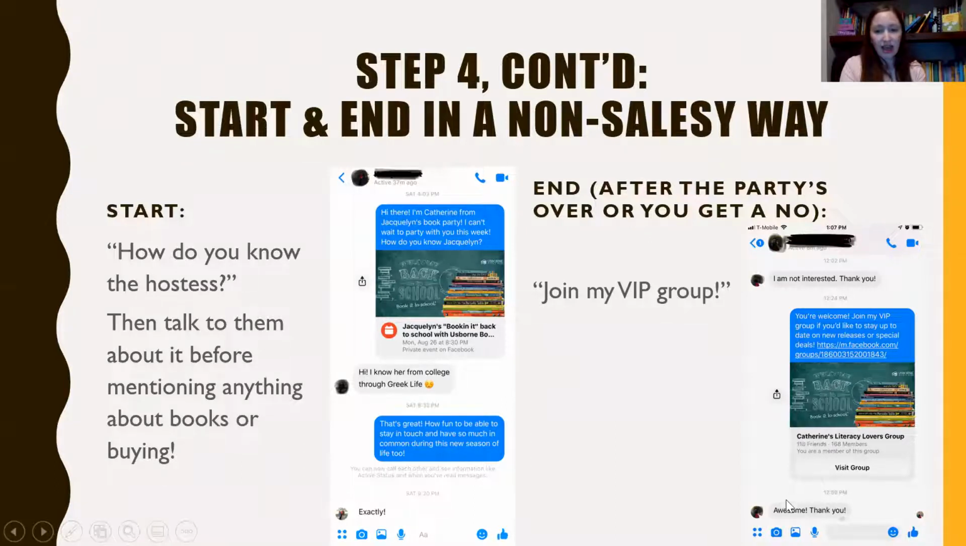Sent her the link. Sometimes you'll just get the thumbs up, sometimes you'll get nothing. But in this case, she said, "Awesome, thank you." And she joined right away. That was surprising because she didn't seem interested, but apparently she wants to stay in touch.